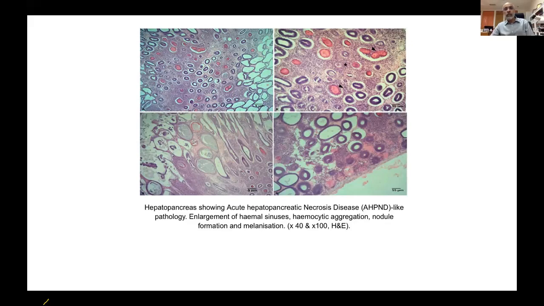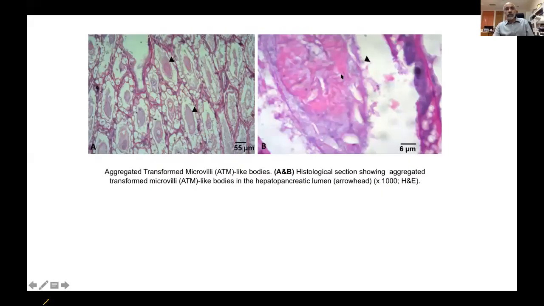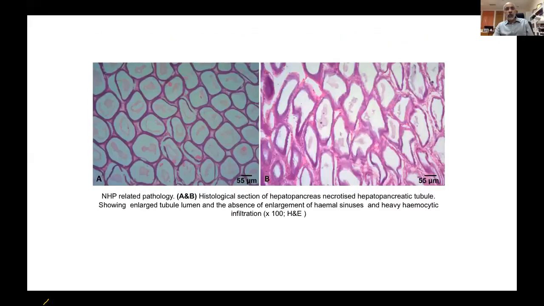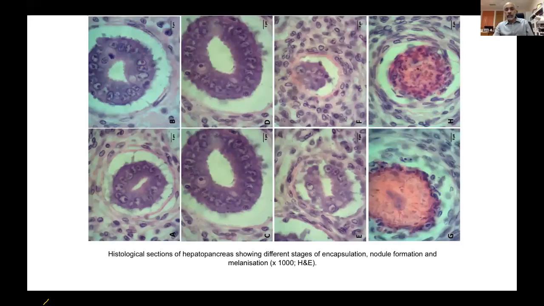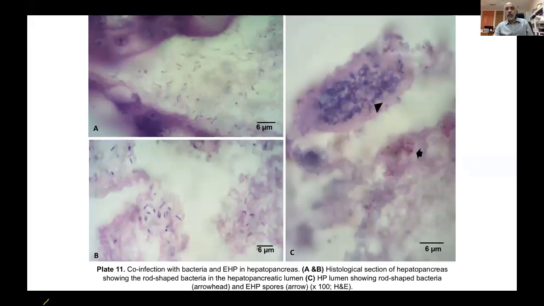This is only because of the huge infiltration of hemocytes and the huge host reaction towards the EHP coupled with the bacterial infection. You can even see the ATM-like bodies in the hepatopancreas. So all the pathology which I have described in the case of white feces syndrome and slow growth syndromes are available, including the bacterial colonies in the hepatopancreas.